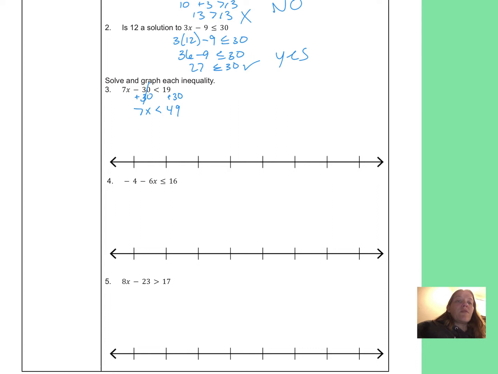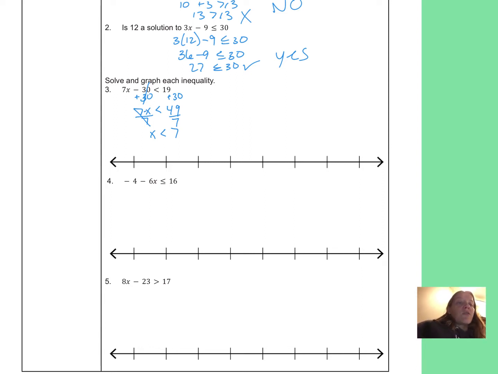Now I can get rid of this 7, so I can detach it. So it's multiplying when they're next to each other like this. It means times. The opposite is to divide. And then 7 over 7 is 1, so we say that cancels. It becomes 1x, which is just x, is less than 49 divided by 7 is 7. And again, I divided, but I did not divide by a negative, so the sign stays.